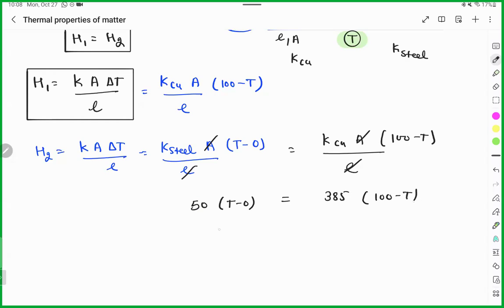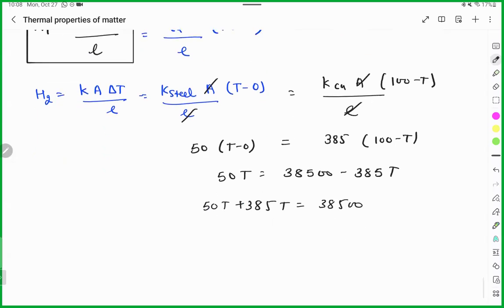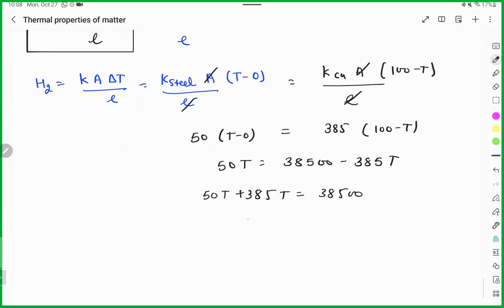Correct? So it will be 50T is equal to 385 times 100 minus 385T. You can take T one side: 50T plus 385T is equal to 385 times 100. Then you will get the value. This will be 435 T is equal to 385 times 100. So 435 will go down, the numerator stays, and you will get the answer.